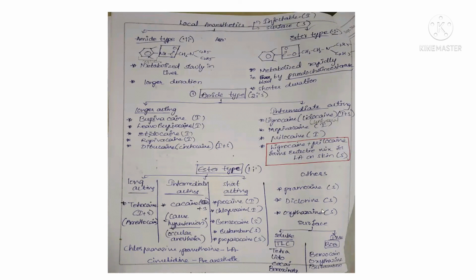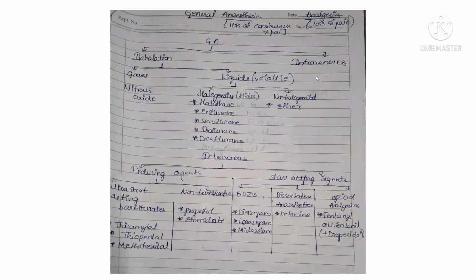These are surface anesthetics. Under surface also we have soluble and insoluble. Under soluble we have tetracaine, lidocaine, cocaine, and benoxinate. These are soluble surface anesthetics, TLC. And under insoluble we have benzocaine, oxethazaine, and butamben. In this, just remember which is an amide type and which is an ester type, and which is a long acting drug and which is an intermediate acting drug. So now we'll discuss the mechanism of action.